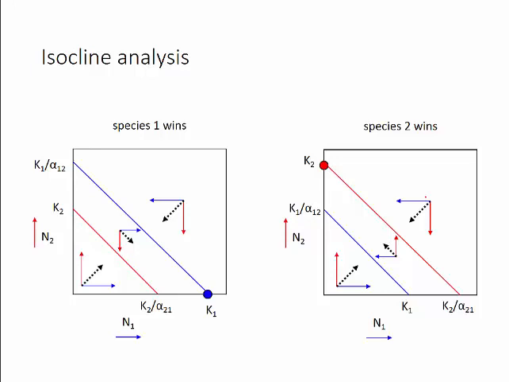Okay, so there you have it. These are the two outcomes where one species wins all the time. Sometimes it's species 1, as we see on the left, and sometimes it's species 2, as we see on the right.